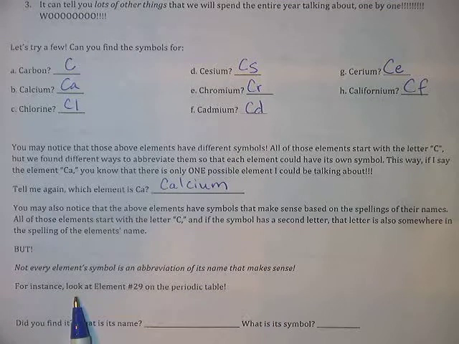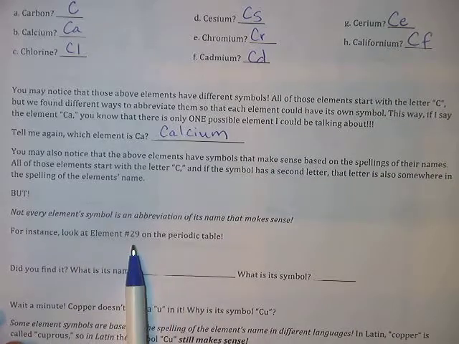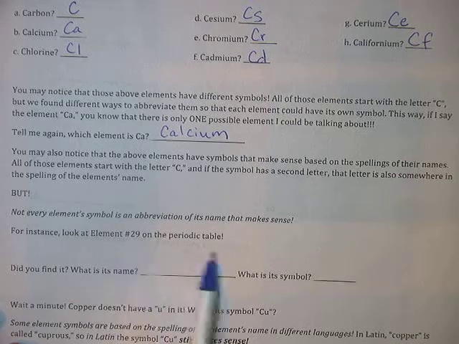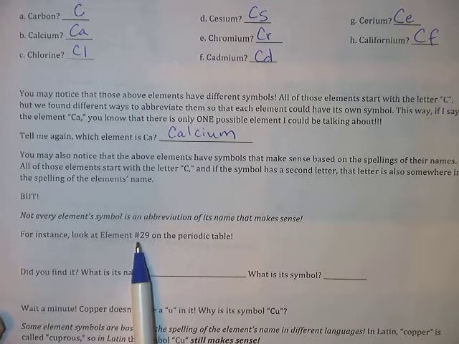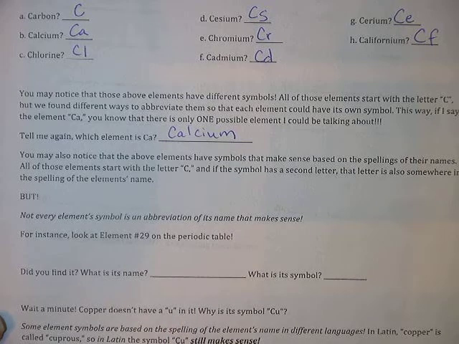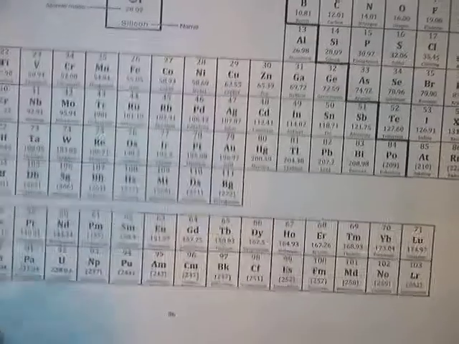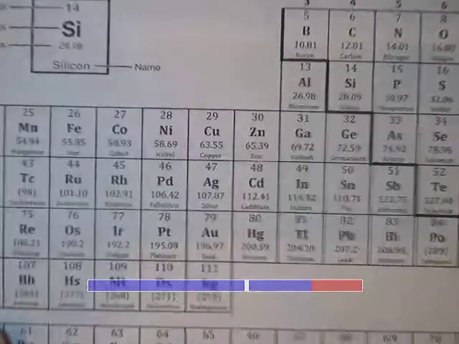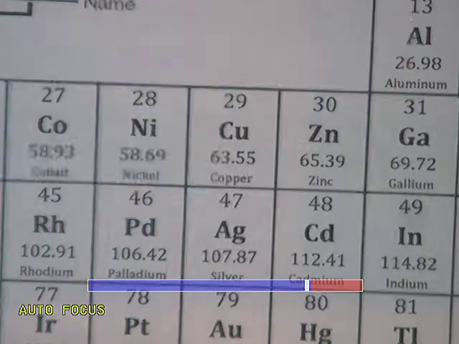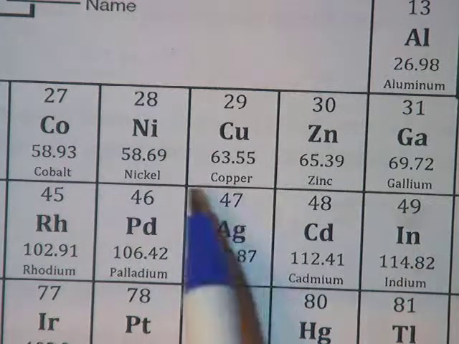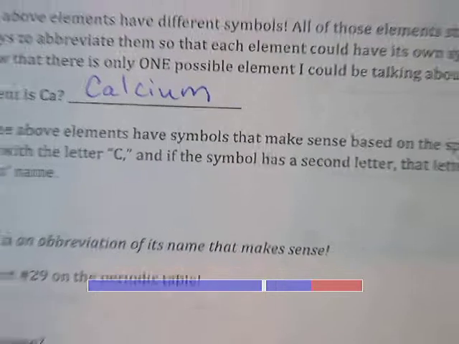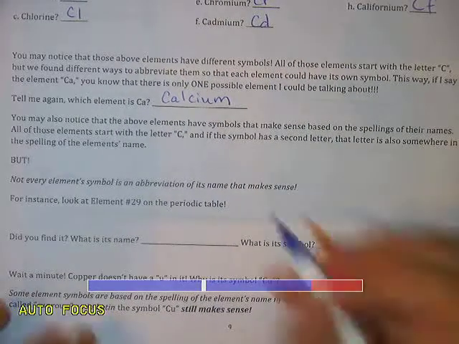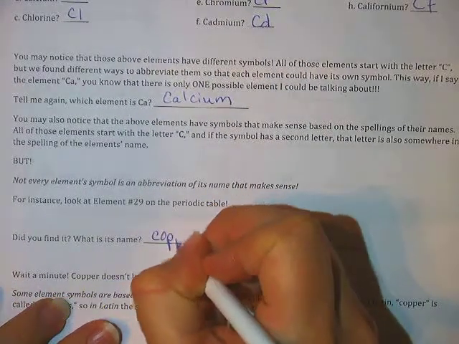For instance, flip to the back of your book, look at element number 29 on the periodic table. I'll give you a moment. Element 29. Did you find it? What is its name? Element 29 is copper with a symbol of Cu. That's pretty weird. Its name is copper, and its symbol is Cu.